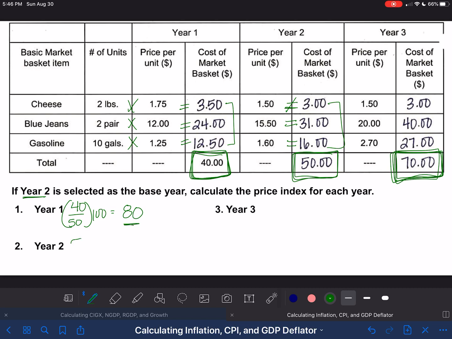And then year 2 is going to be 50 over 50 times 100 equals 100. So we know year 2 has to be 100 because that's the base year. The base year will always be 100. And then year 3 is 70 over 50 times 100 equals 140. So the CPI for year 3 is 140.